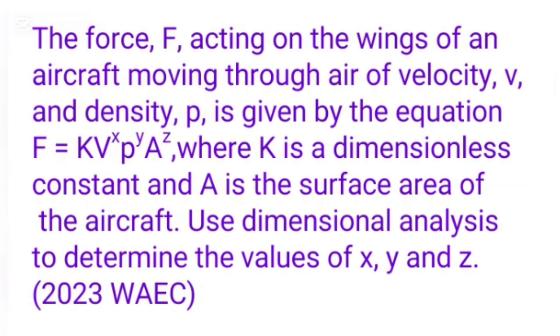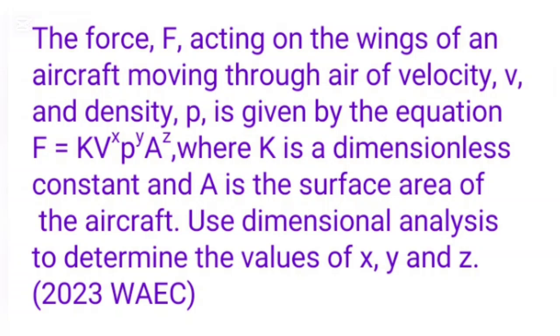Example 1. The force F acting on the wings of an aircraft moving through air of velocity v and density ρ is given by the equation F = k v^x ρ^y A^z, where k is a dimensionless constant and A is the surface area of the wings of the aircraft. Use dimensional analysis to determine the values of x, y, and z.